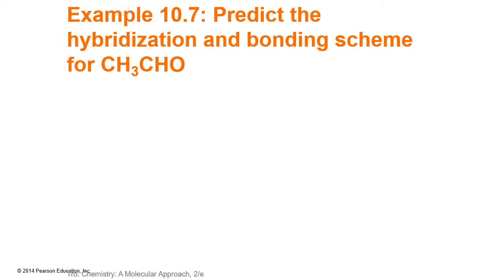So let's try an example. We're going to predict the hybridization and the bonding scheme for CH3CHO. And again, we have a condensed formula for our molecule. So when we draw this, these 3 hydrogen are connected to the carbon. This hydrogen is connected to the carbon, and the oxygen is connected to the carbon because it follows that carbon.